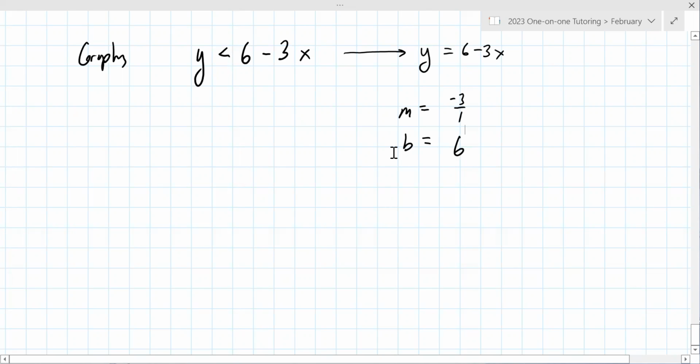Good. Okay, so if we're graphing a straight line, not an inequality, we go up to 6: 1, 2, 3, 4, 5, 6. Now what do I do from 6? What does the slope tell you to do?